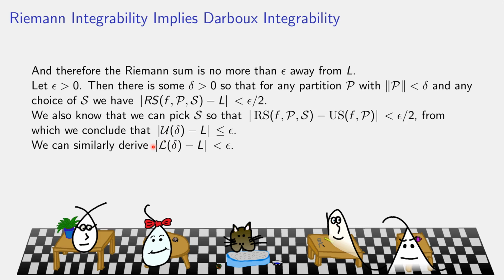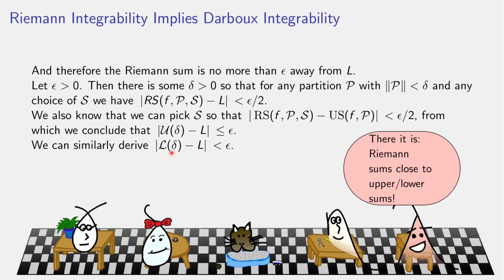The same argument applied to lower sums tells us that L of delta is no more than epsilon away from L. This should be a strictly less than. And we've used that fact: Riemann sums can be forced close to upper and lower sums, which means if the Riemann sums are close to L, because the function was assumed to be Riemann integrable, then we can derive that upper and lower sums are close to L, and therefore so are U of delta and L of delta. And here's the argument.